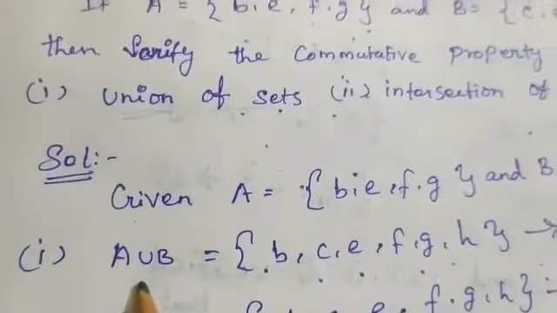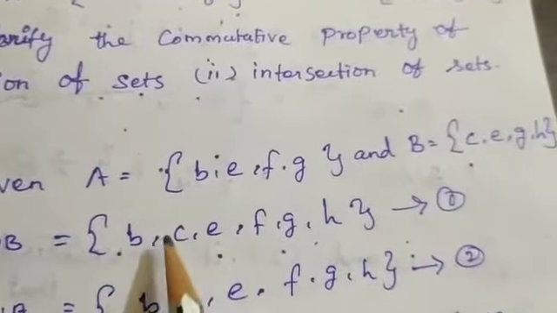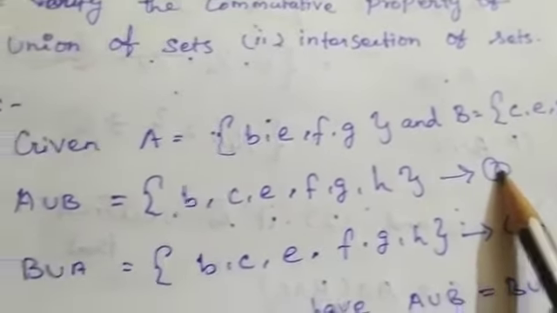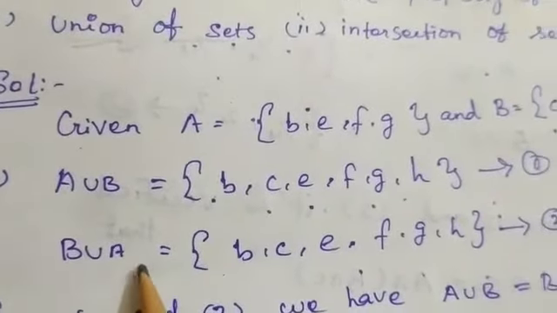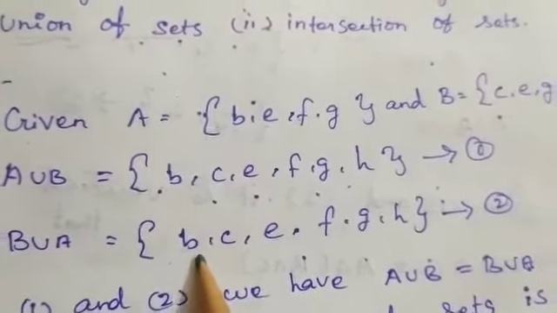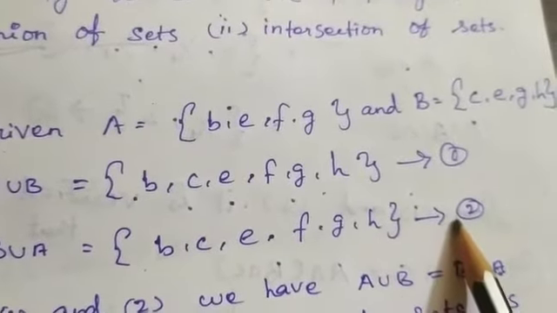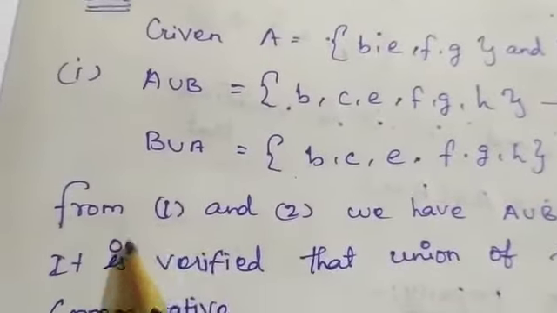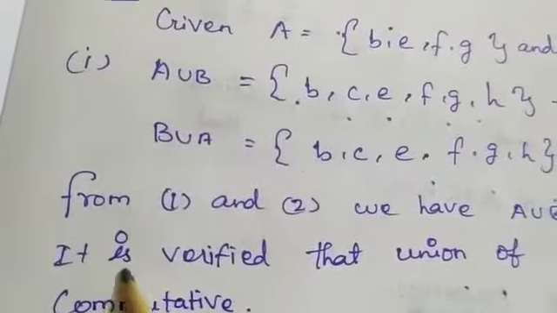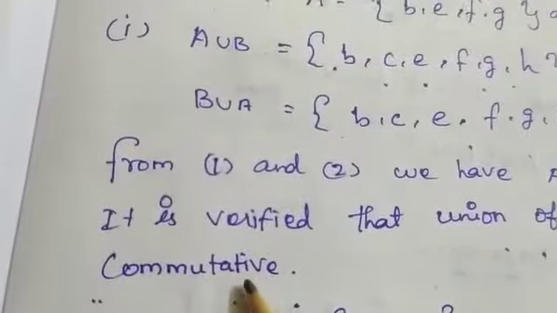So we have to find the solution. Given A equal to {b, e, f, g} and B equal to {c, e, g, h}. First we have to find A union B. A union B, in ascending order: b, c, e, f, g, h. This is equation number 1. Next, B union A equal to the same letters in ascending order: b, c, e, f, g, h. This is equation number 2. So from 1 and 2 we have A union B equal to B union A. So it is verified that union of sets is commutative.